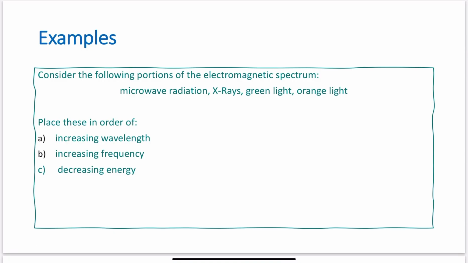Next up, consider the portions of the electromagnetic spectrum. We've got microwave radiation, X-rays, green light, and orange light. Rank these in order of increasing wavelength, increasing frequency, and decreasing energy. Well, increasing wavelength is going from higher energy to lower energy.